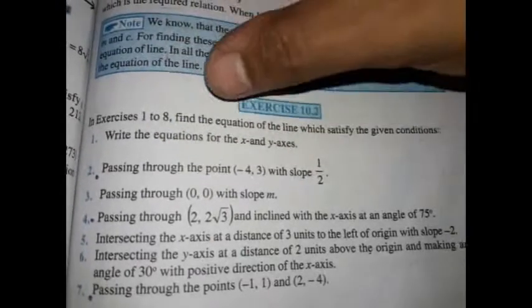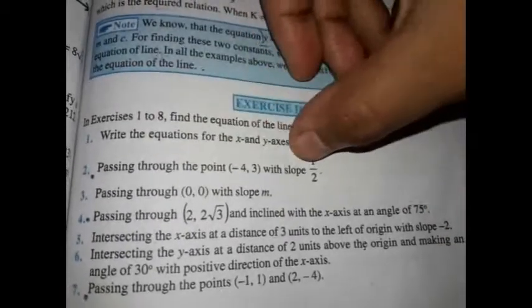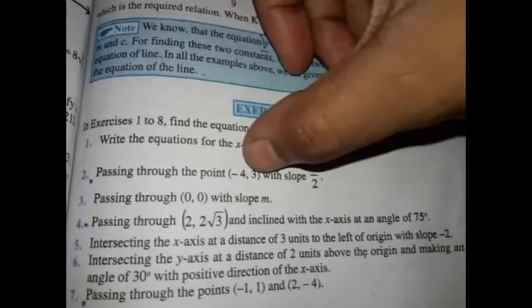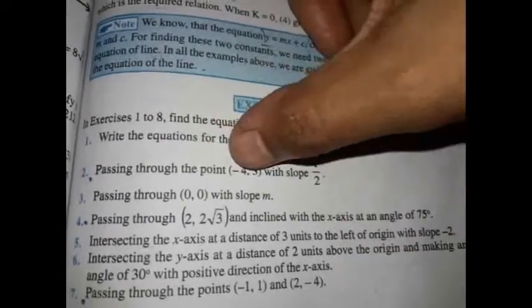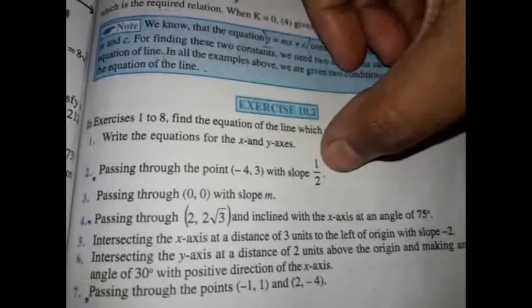Next question, passing through the point. For all these questions they asked you to find the equation of the line which satisfies the given condition. Passing through the point with slope 1 by 2. So clearly they have given you a point on the line and the slope. These are all direct questions.